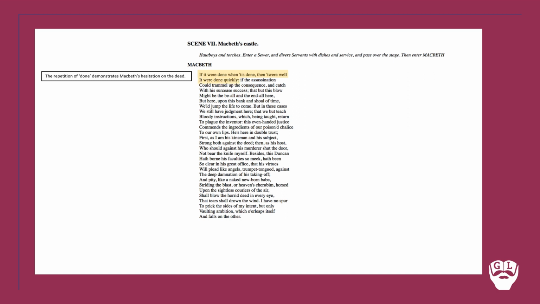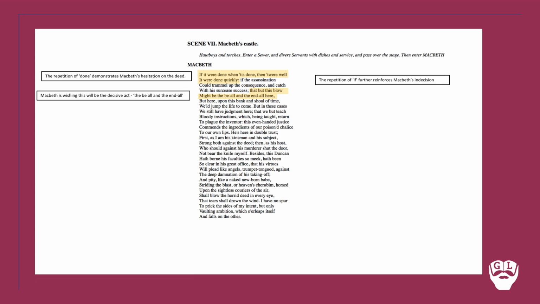We also see here this repetition of "if," further reinforcing Macbeth's indecision. This conditional tense of "if" is not certain; it's very much still up in the air. As the soliloquy progresses, we see this quote, "that but this blow might be the be-all and the end-all here." Here Macbeth is wishing this would just be a one-time decisive act, that in killing Duncan he would have everything ready, everything done, no need for any hesitation.